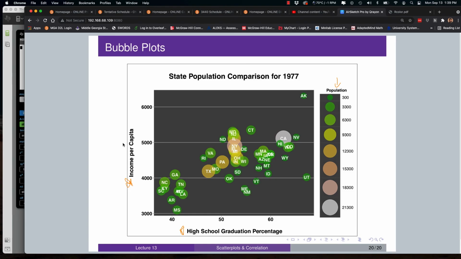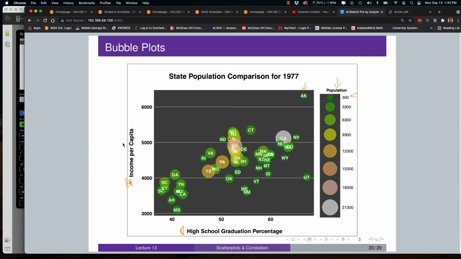We can kind of see there might be an outlier up here. I don't know that I would call it one specifically, but Arkansas has the highest, or close to the highest, high school graduation percentage. Utah has a little bit higher one there. But it definitely has the highest income per capita. But notice that its bubble's pretty small, so its population is just maybe slightly bigger than 300,000 people in 1977.